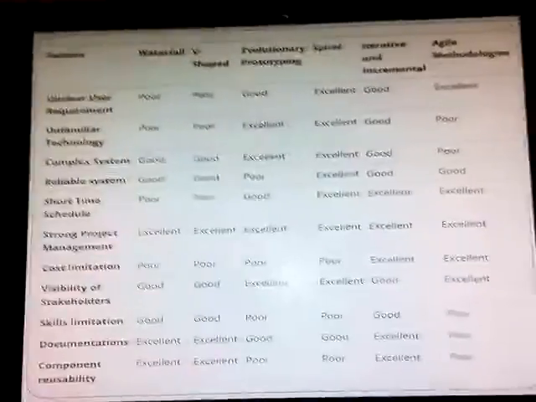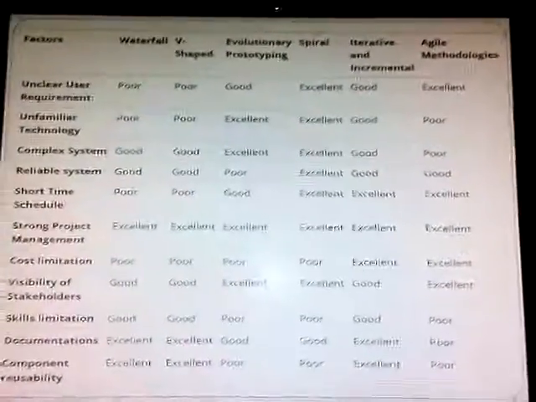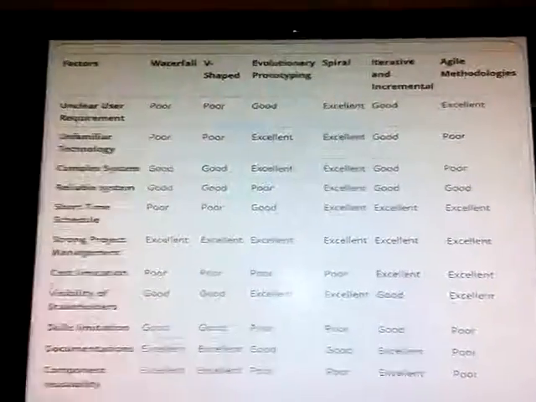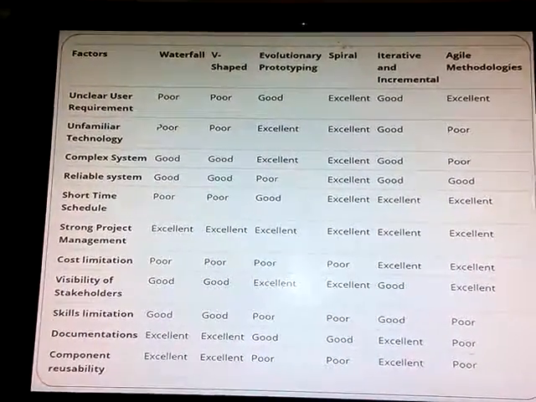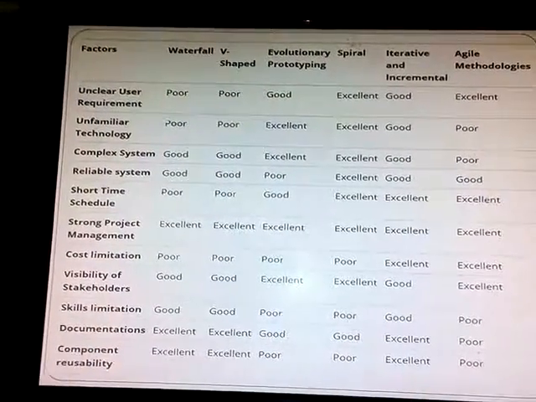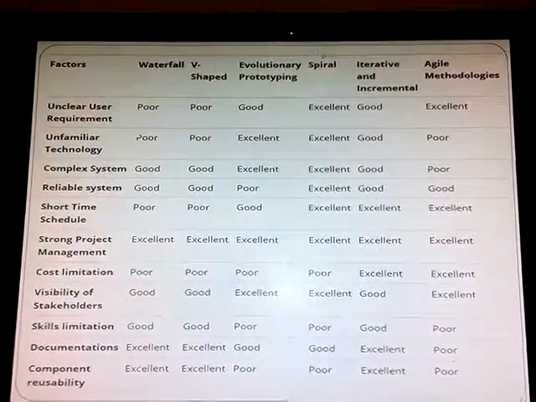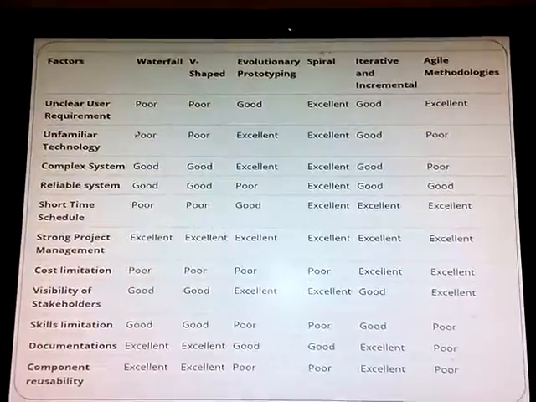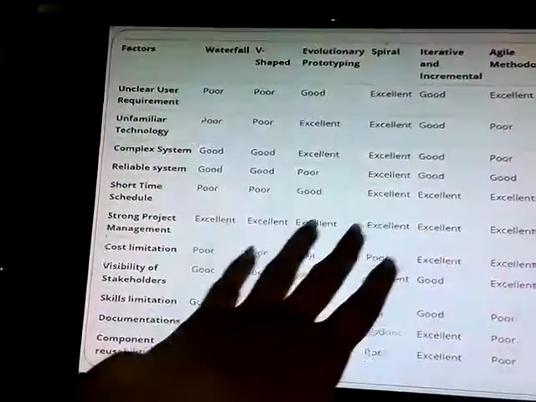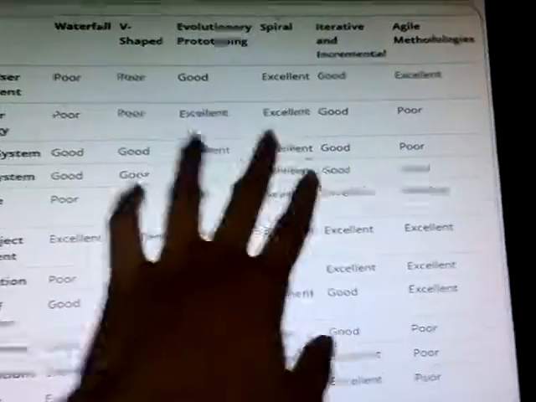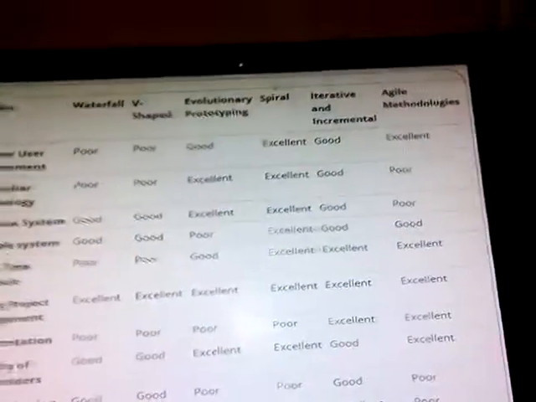So these are the various software development models: waterfall, V model, evolutionary prototype, spiral, iterative, and agile model. According to the basic factors, we will be selecting the model. For example, if the user is not clear in the requirement, they can choose the spiral model as a good software development model, or else they can move on to the evolutionary or incremental iterative model.